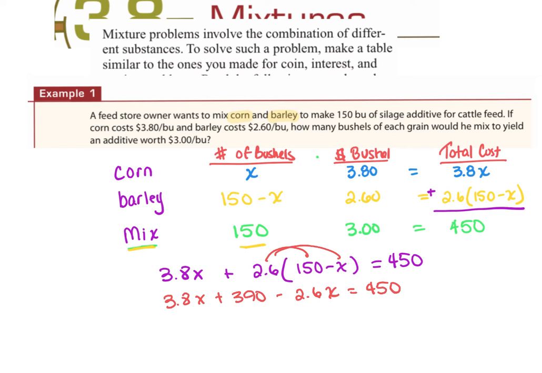All right, so 3.8x and negative 2.6x are like terms. So I'm going to combine those. What is 3.8 minus 2.6?